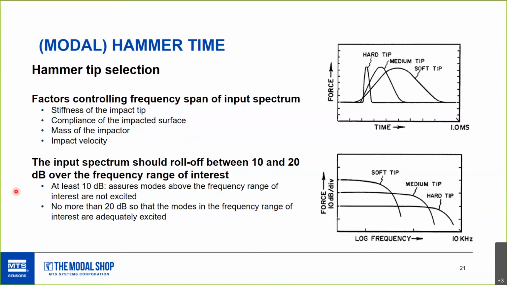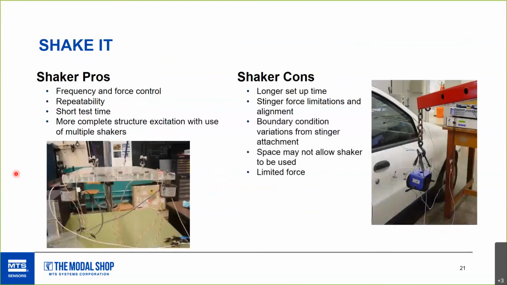And then there's of course making sure that you are generating enough energy into the structure. The typical rule of thumb there is at least 10 dB to make sure that you have all your modes of interest excited, and then no more than 20 dB over that entire frequency range of interest, just again to ensure that you have enough energy in those modes that you observe and measure and understand.